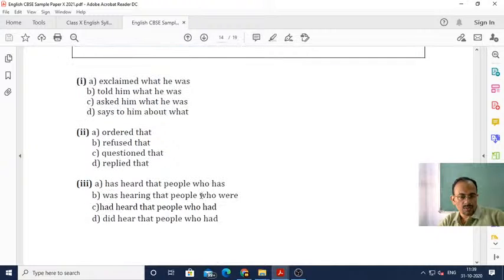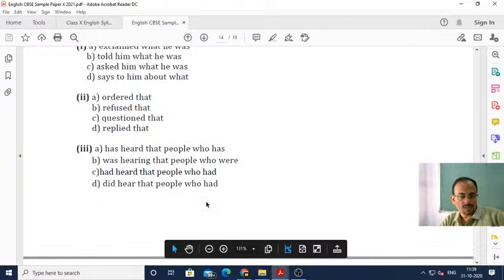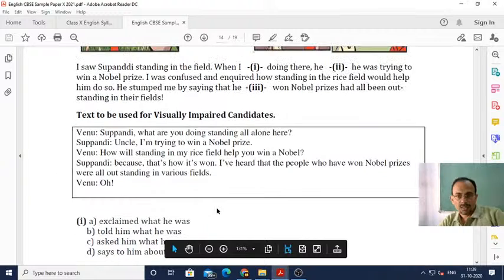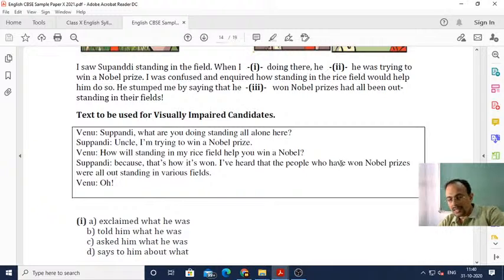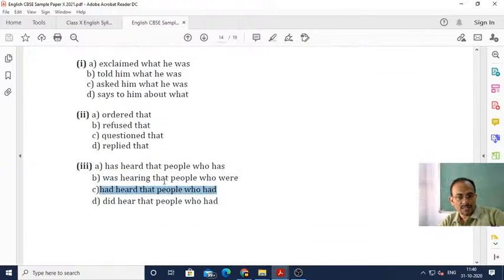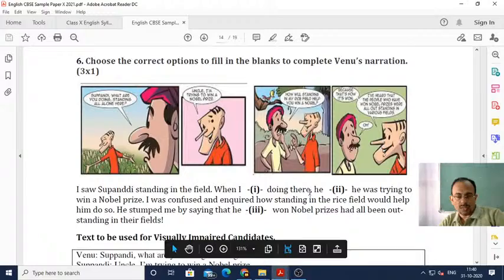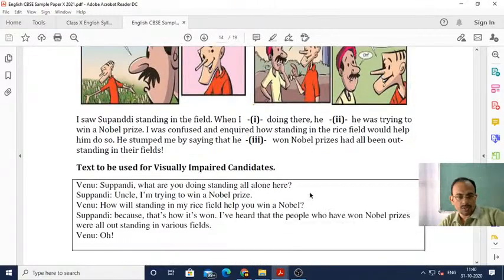So you see question number C. Yes, he had heard that people who had, because people who have is given here in the question, that is present perfect tense, so in the answer it should be past perfect. So he had heard that people who had won, so this is the correct option answer for this question. So dear students, like this you've got to answer this question.